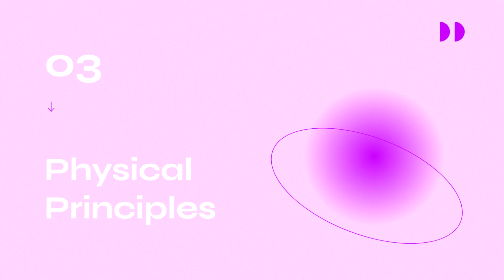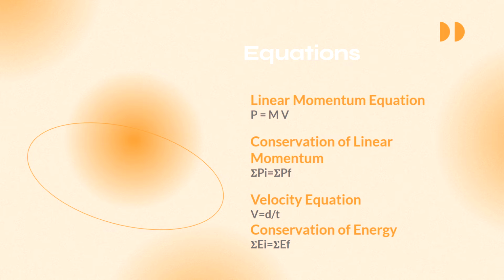The physical principles that you need for this start off with the linear momentum equation. Momentum is equal to mass times velocity. And in order for conservation of linear momentum to be true, the initial net momentum has to be equal to the final net momentum. We'll have the velocity equation, which says that velocity is equal to distance over time, and this is how we will track the speed of the objects. And then you have the conservation of energy, where the initial net energy should be equal to the final net energy.